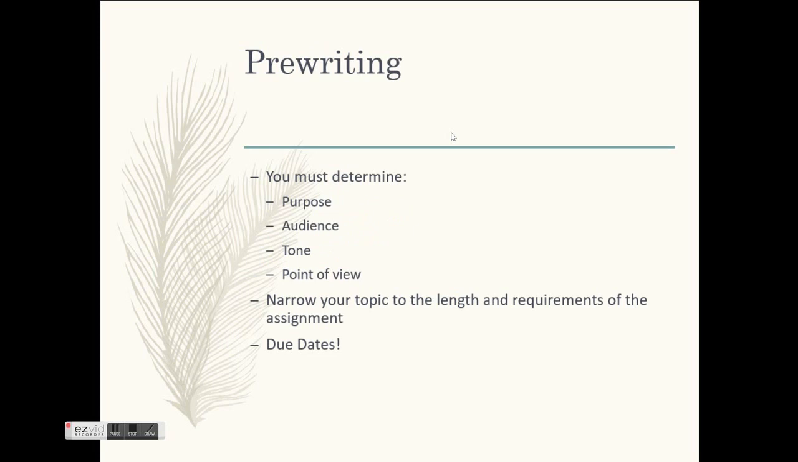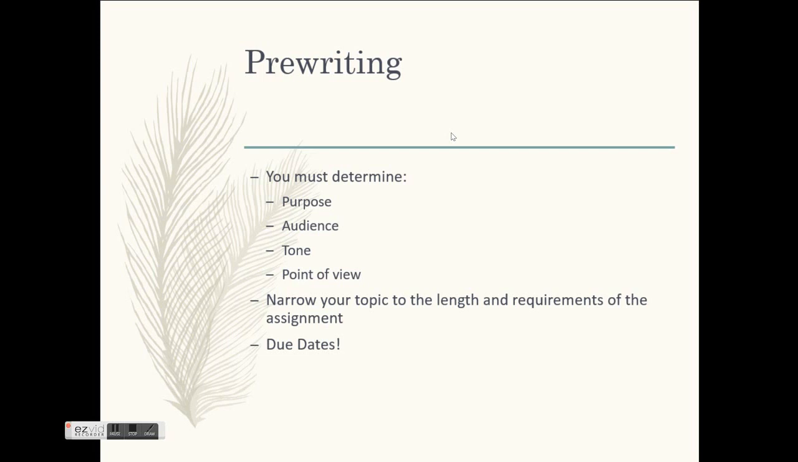So before you ever sit down to actually start writing, once you receive a writing assignment, there are 4 things you need to consider. The first one is purpose. Why am I writing? So are you writing to inform? Are you writing to persuade? Are you writing to entertain? And some of that depends on the topic that you're given or the type of paper that you're being asked to write. So you always have to make sure you understand what is the purpose of writing this paper.